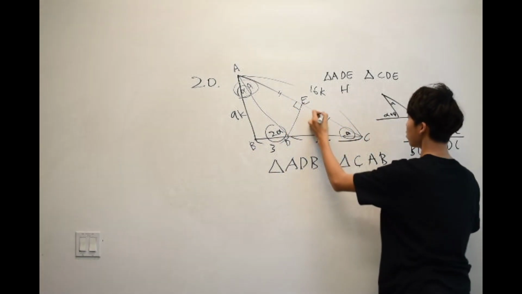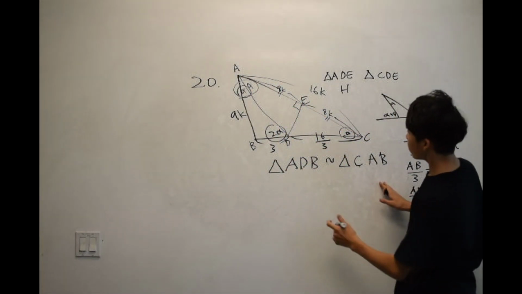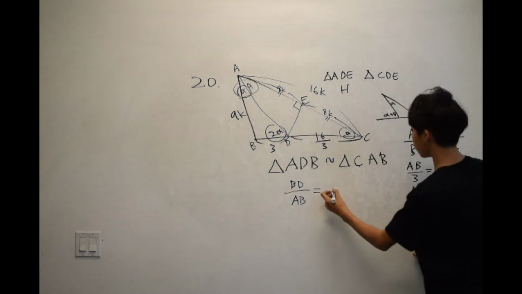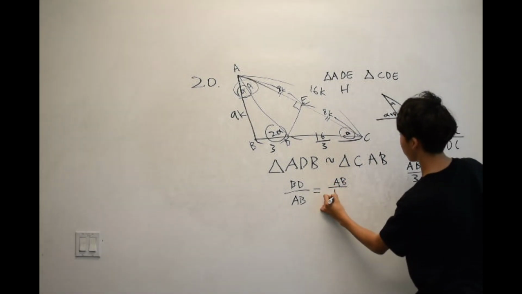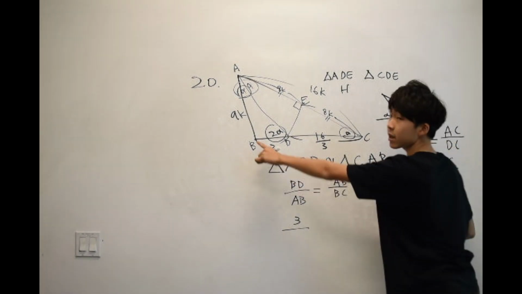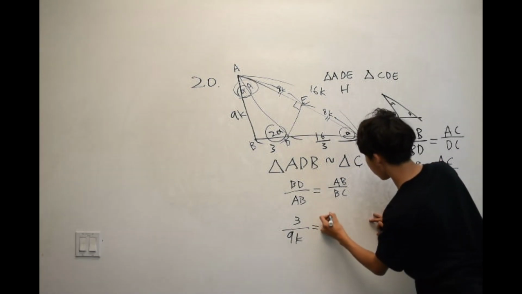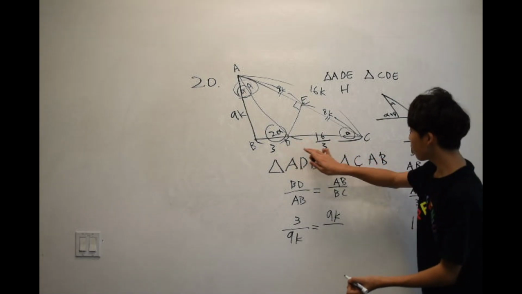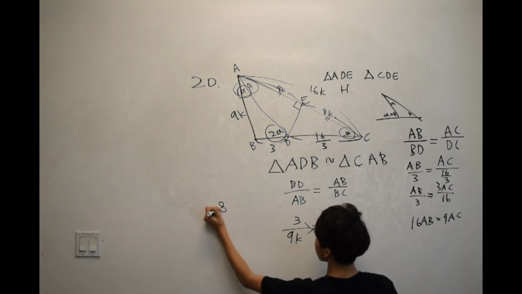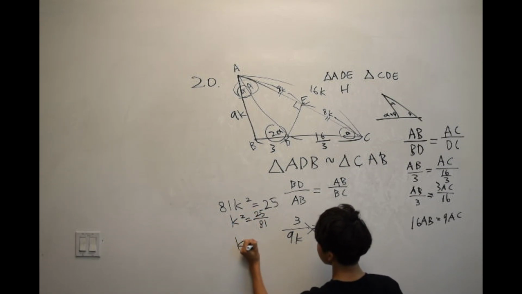But since these two side lengths are equal, we can say this is 9k and this is 16k. And back to the similar triangle. Since this is similar, BD over AB is equal to AB over BC. And if we just substitute the values we found, BD is 3, AB is 9k, and BC is 3 plus 16 over 3, which is 25 over 3. Now we can cross multiply, and we get 81k squared equals 25, and solving for k gives k is 5 over 9.